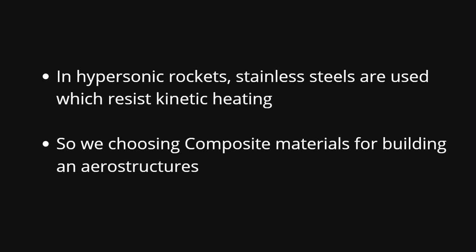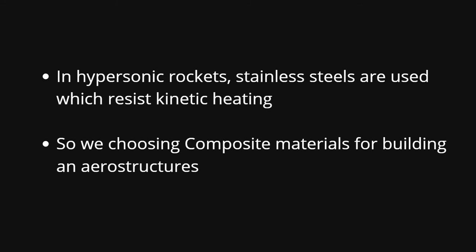In hypersonic rockets, stainless steels are used, which resist kinetic heating. A hypersonic rocket moves at Mach 5 or above. At that time the friction is very high. The friction gives drag, and the kinetic heating gives an over temperature in the missiles or rockets. So we use stainless steel to withstand that temperature during flight.